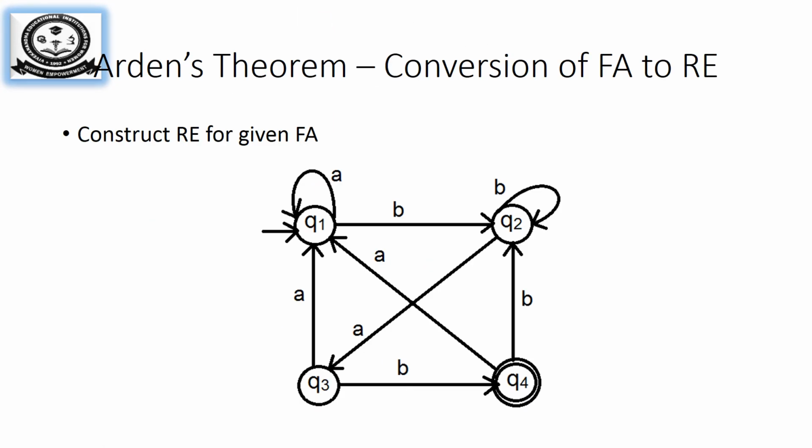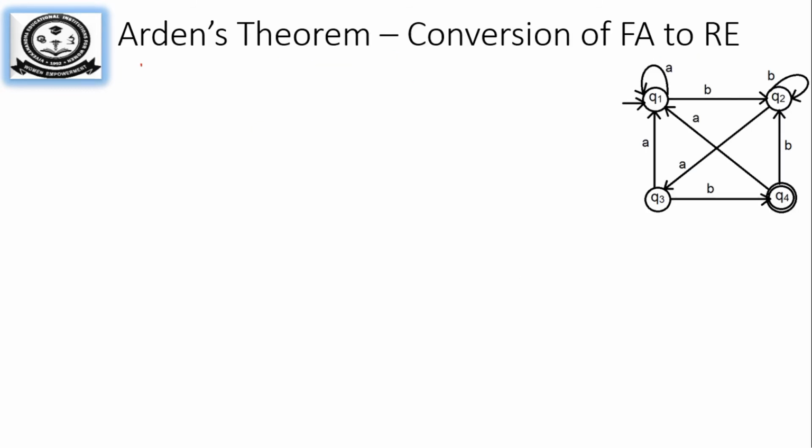Let us see the last example for conversion of FA into RE using Arden's theorem. It's a little bit complex, so we'll find the answer. So your first step, it has no epsilon. Second one, your initial state here is Q1 and your final state here is Q4. So your regular expression R is purely dependent on the equation Q4.